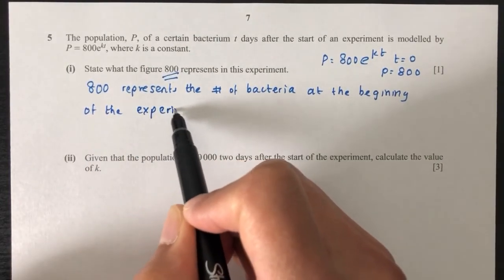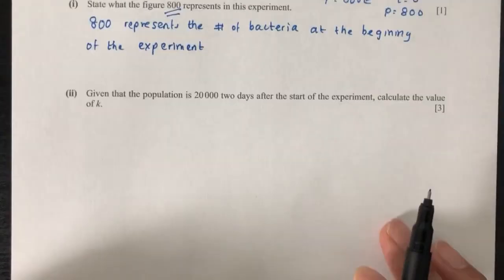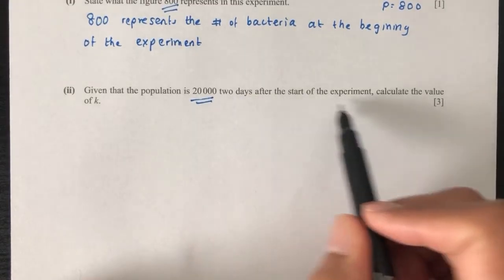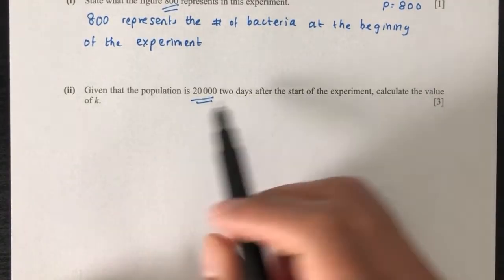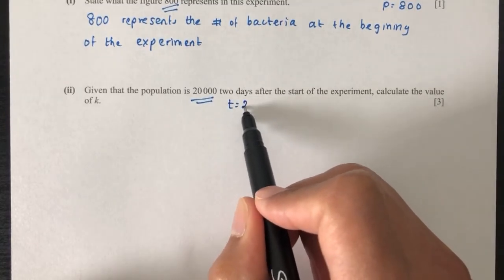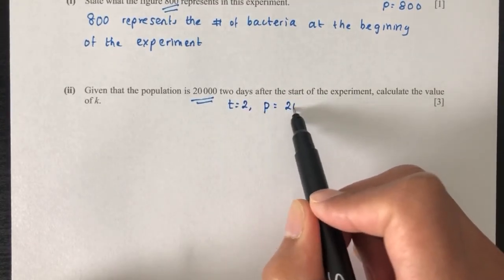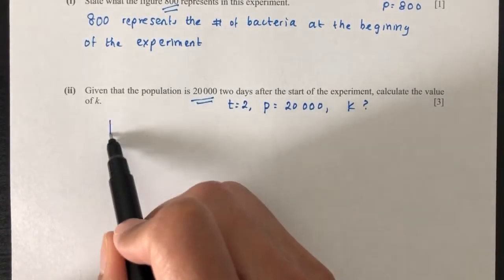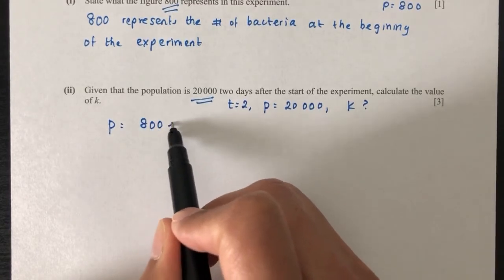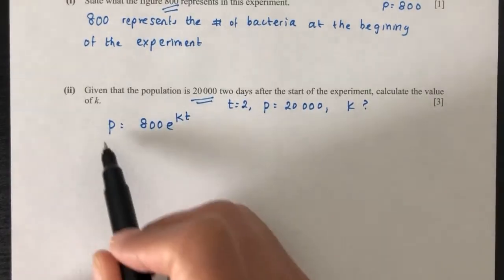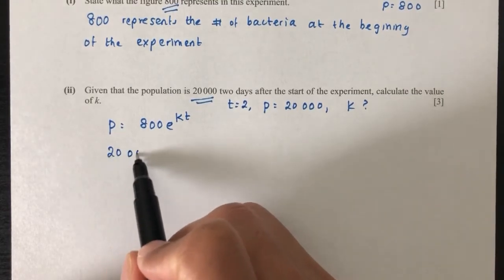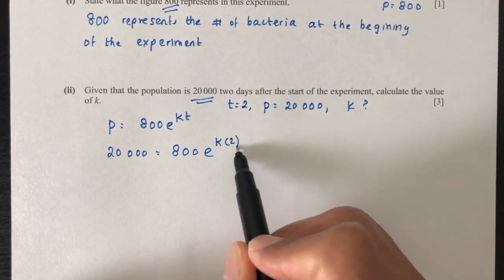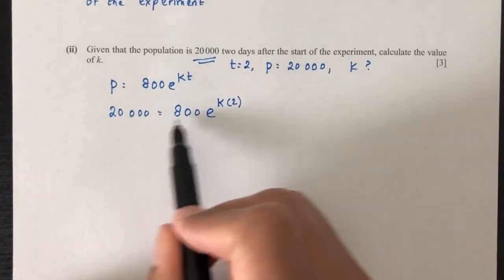Okay, so that will be part 1. Now part 2, given that the population is 20,000 2 days after the start of the experiment, calculate the value of k. So basically at t equal to 2, the population P is 20,000. Find the value of k. So our equation is P equal to 800 e^(kt). So let's replace. P is 20,000 equal to 800 e^(k·2), t is 2. So let's divide. Let's bring this over here.